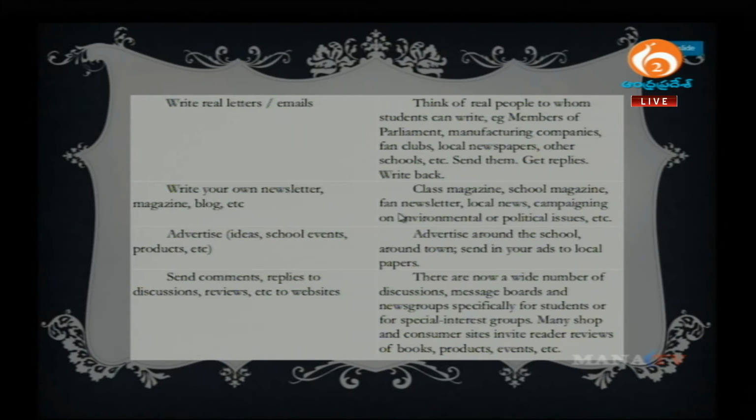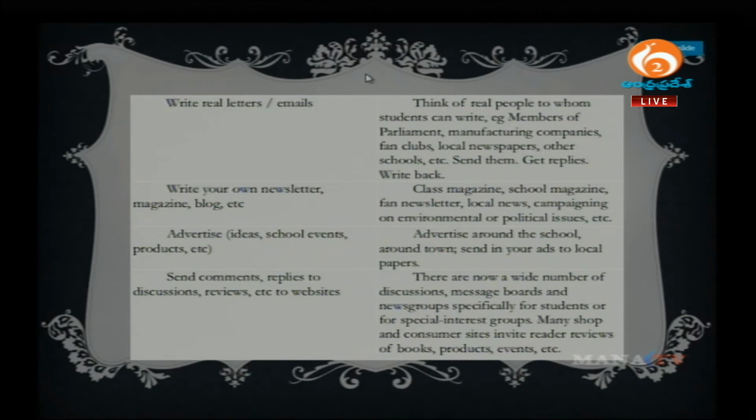Send comments, replies to discussion, reviews, etc. to the website. So there are now a wide number of discussions, message boards and news groups specifically for students or for special interest groups. Many shop and consumer sites also invite reader reviews.